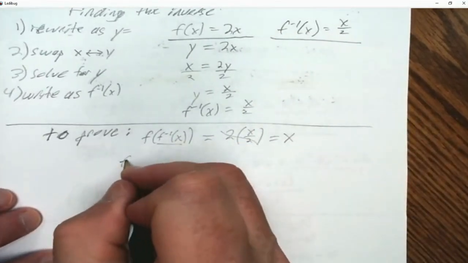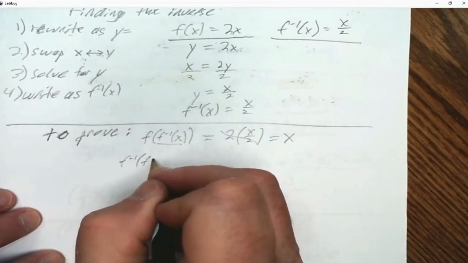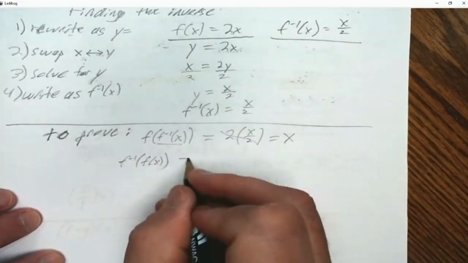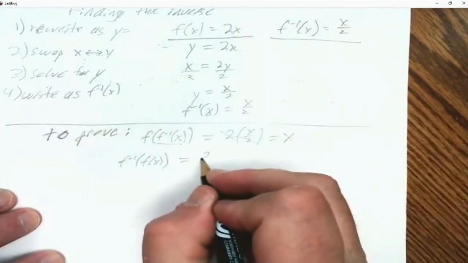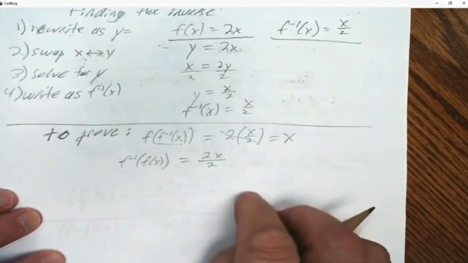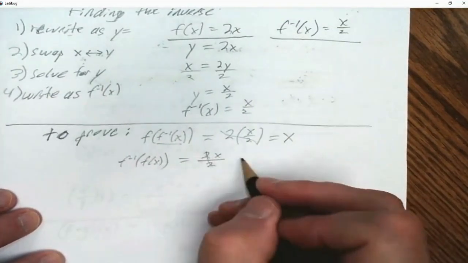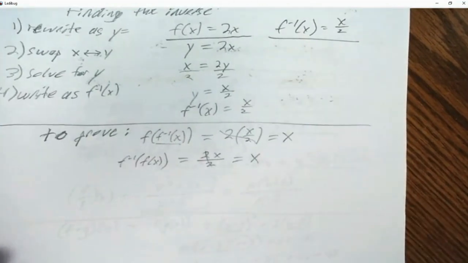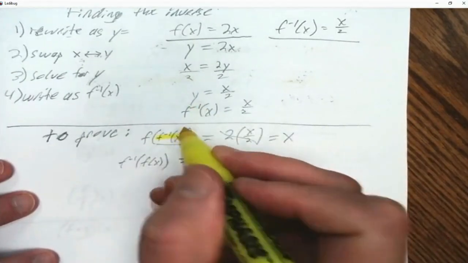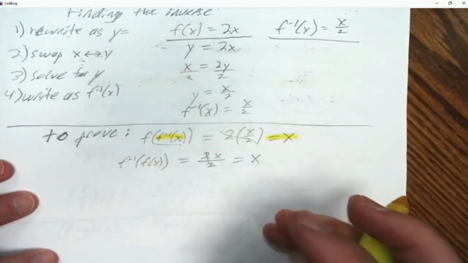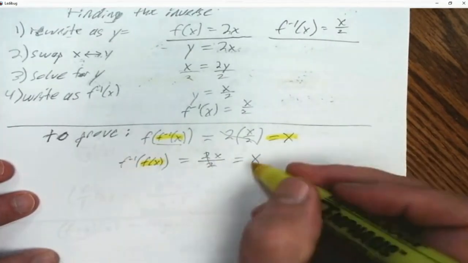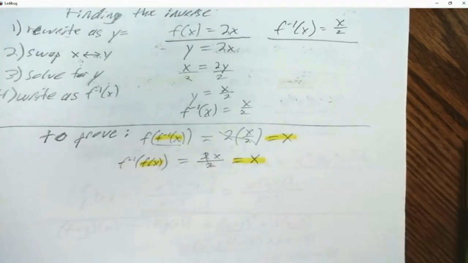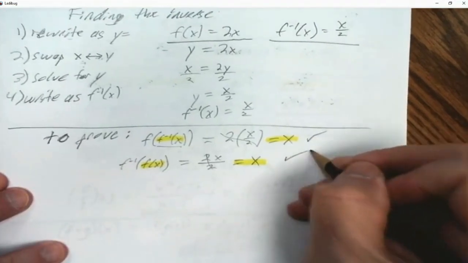How about the other way around? What if we take the inverse and substitute f of x into it? We're going to take the inverse equation. Instead of x, we're going to substitute this into it. 2x divided by 2. Oh, well, 2 divided by 2 is just 1. That equals x. If you substitute the inverse equation in for x and it equals x, and you substitute f of x into the inverse and it equals x, that proves that these are inverses.